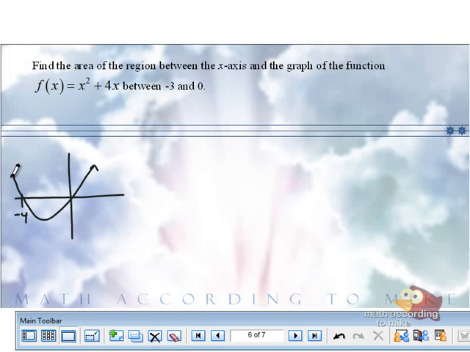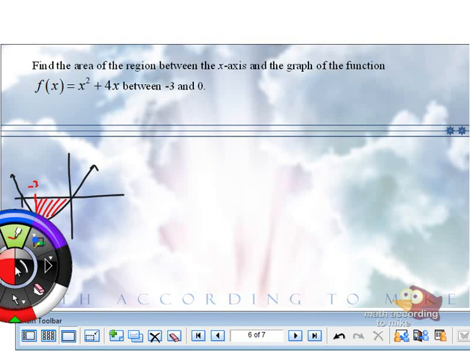So we are finding this area. Here's -3. We're finding this area right here. Notice that entire area is below the x-axis, which means we would have a negative value. So you can do one of two things. You can find the integral as normal and then just multiply it by -1, or you can keep it in absolute values. It honestly does not matter. For the sake of notation, we're going to keep it in absolute values.